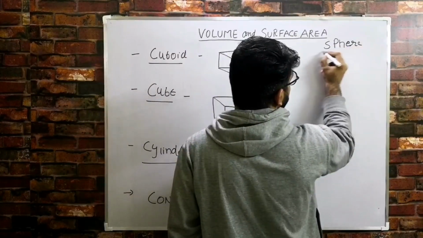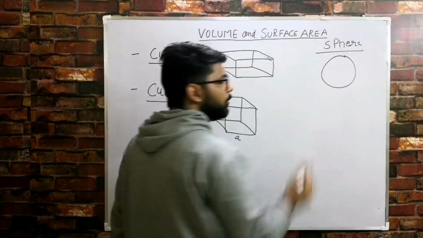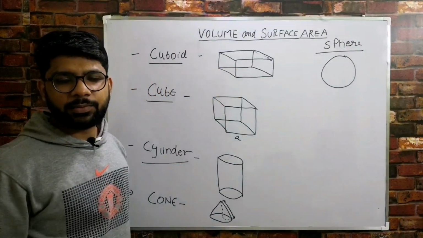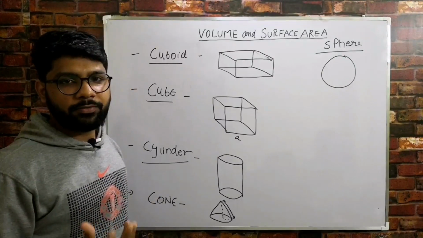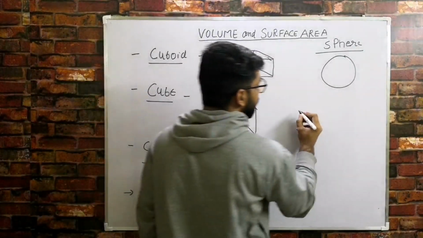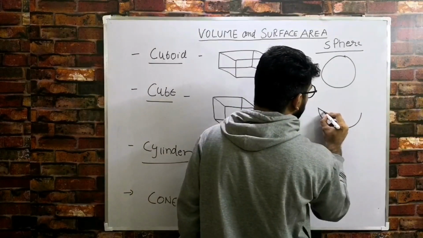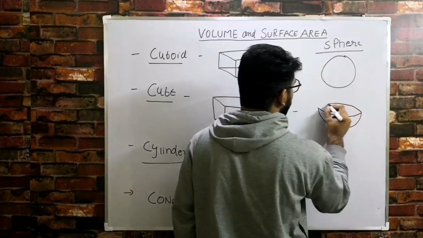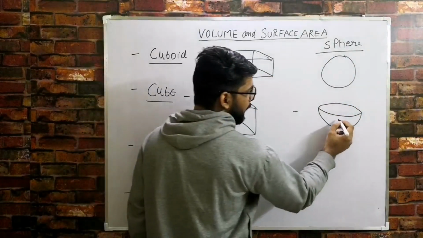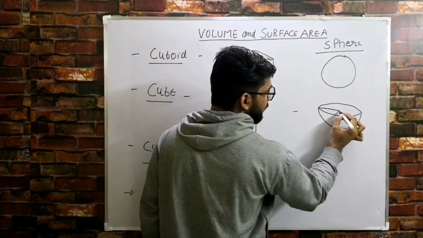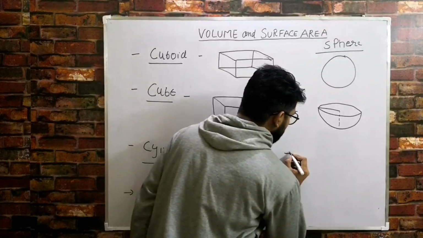Sphere. A sphere is a three-dimensional ball type, like a football. A football or basketball is a sphere, the earth is a sphere. So we will find out the volume and the surface area of a sphere. Then we will come to the hemisphere, the half of the sphere. But here is a catch, I will tell you later. This is a hemisphere. We will find out the area, surface area, radius and the volume of the sphere and the hemisphere. Then we will come to the frustum.